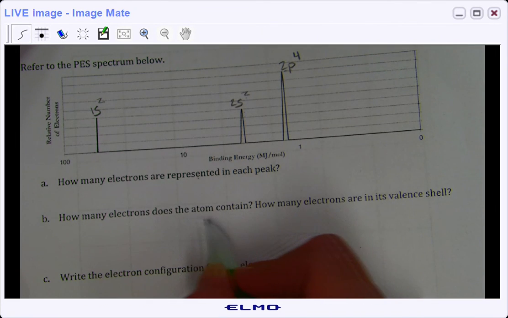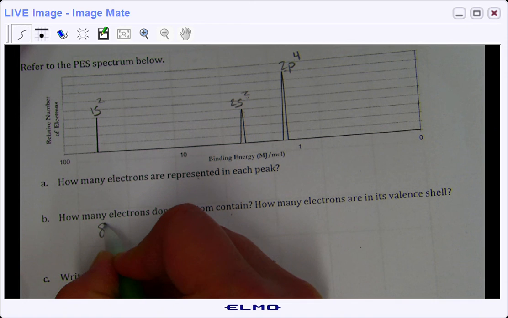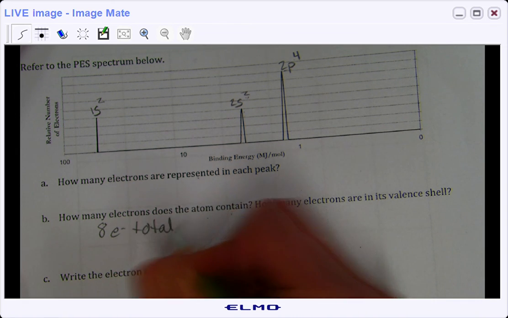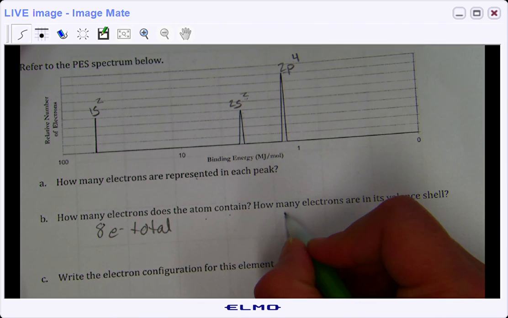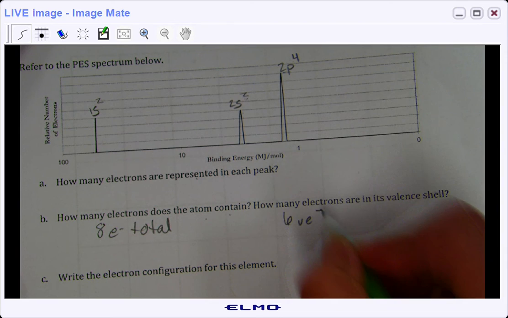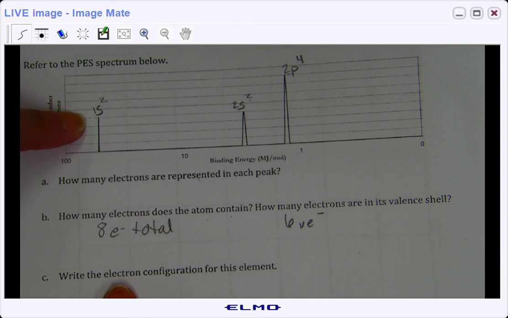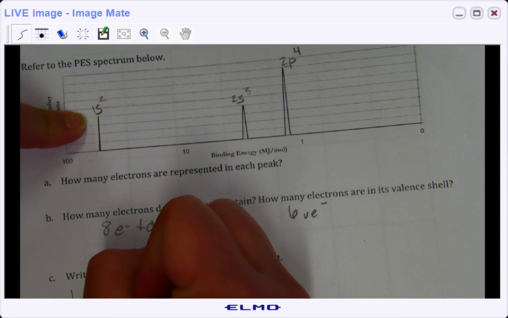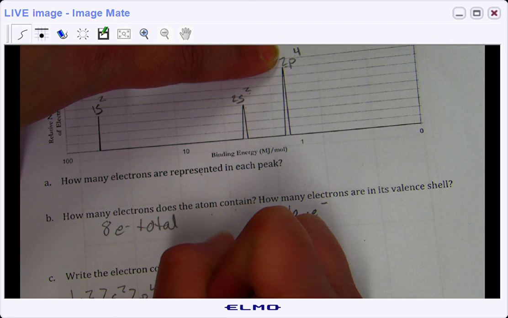So how many electrons does the atom contain? Total electrons, 4 plus 2 is 6 plus 2 is 8. How many electrons are in its valence shell? 4 plus 2 is 6 valence electrons. So what is our electron configuration? It is 1s2, 2s2, 2p4.